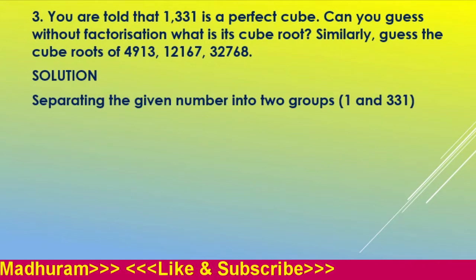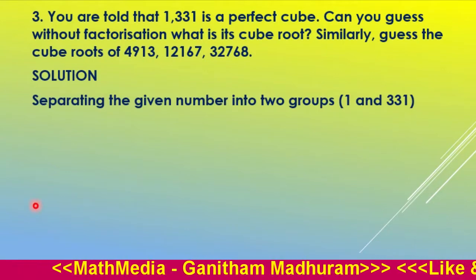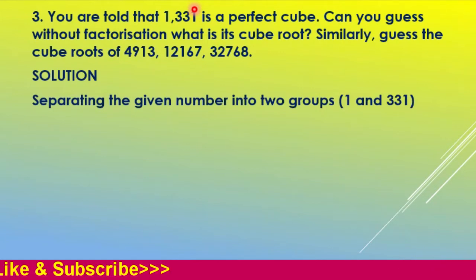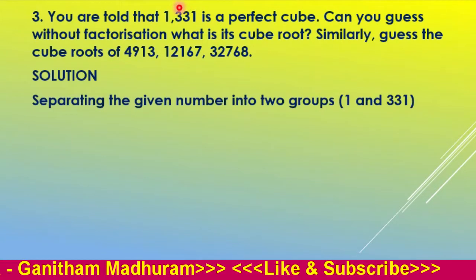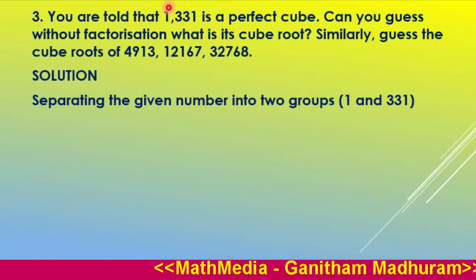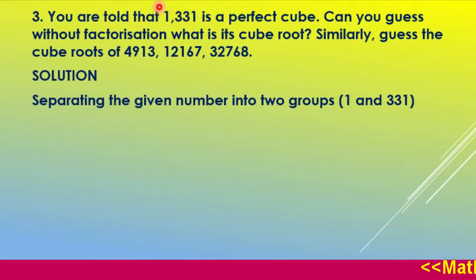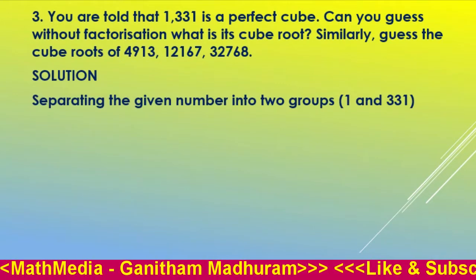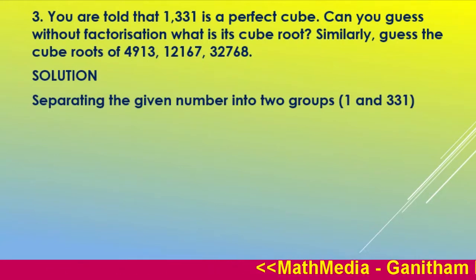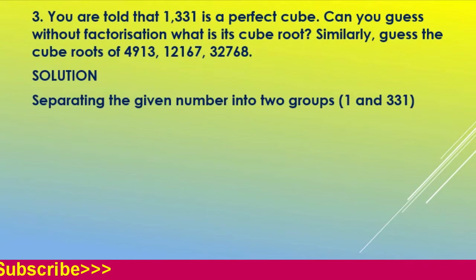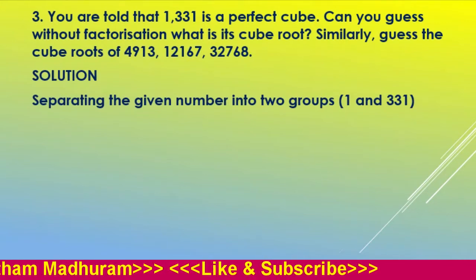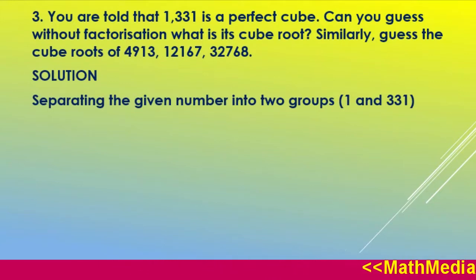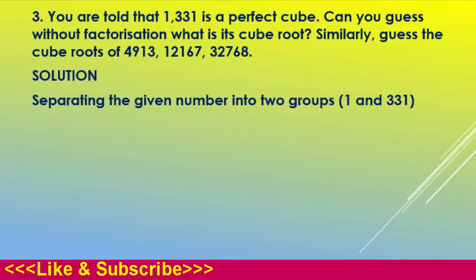So, if we observe the number 1331, starting from right to left, 331 will become the first group and 1 only in the second group. So our first group is 331 and the second group is 1. Is it clear? The first group will give the digit at the 1's place of the cube root and the second group will give the digit at the 10's place.